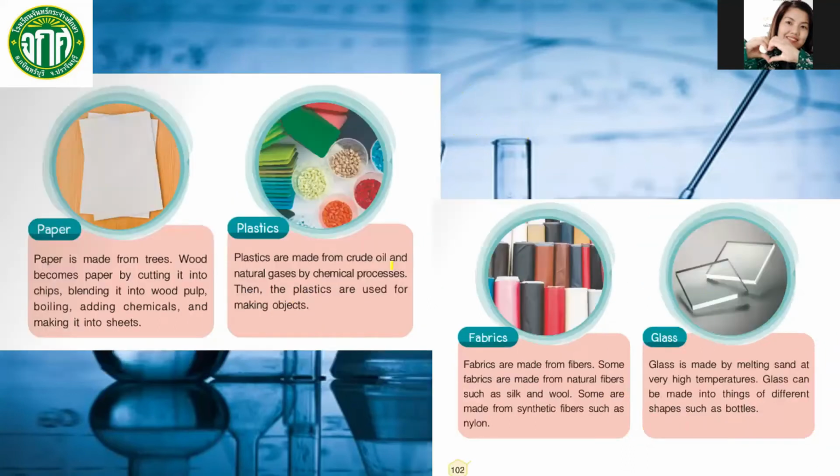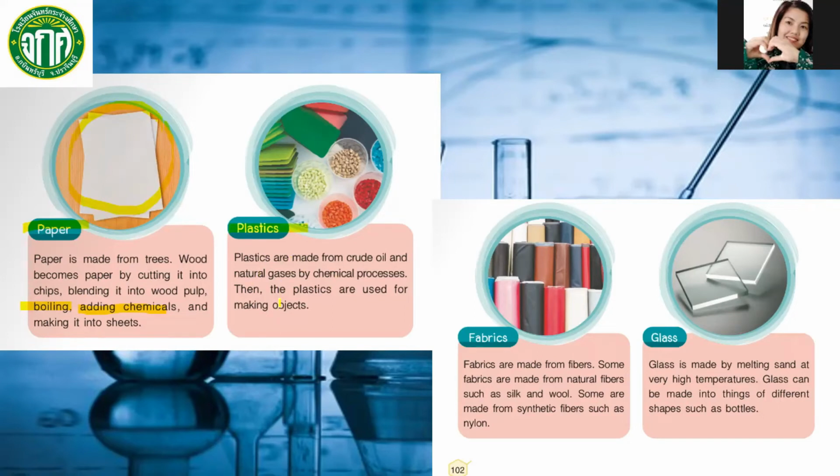Please go to the next page, 102. We have more examples here. Next is paper. Paper is made from trees. Wood becomes paper by cutting it into chips, blending it into wood pulp, boiling, adding chemicals, and making it into sheets. These are papers. They come from wood. Next is plastics.